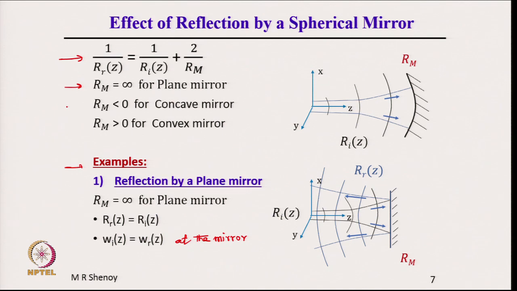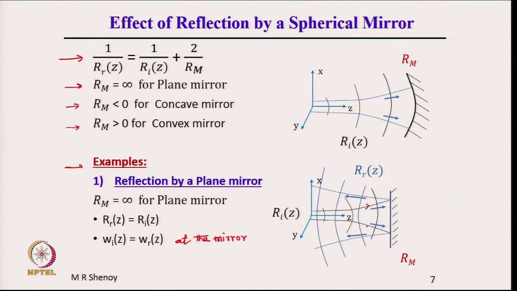The radius of curvature R_m is less than 0 for a concave mirror. R_m has to be taken as negative, and R_m is positive for a convex mirror. So, this is what is illustrated here, that there is a wave which is propagating, these black wave fronts are incident wave front on a plane mirror, and upon reflection from a plane mirror the beam continues to diverge.